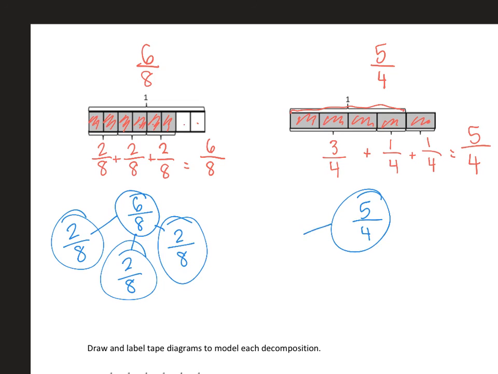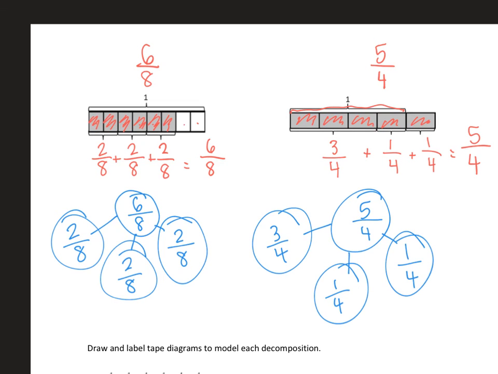Then I'm going to make the parts that they decomposed. So I'm going to make a part for 3/4, and then I'm going to make a part for 1/4, and I'll make another part for 1/4. And that equals 5/4. Feel free to pause here if you need more time.